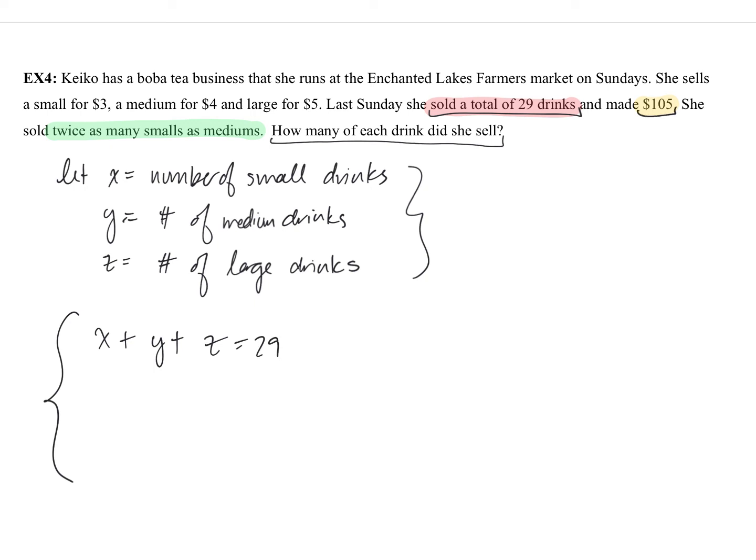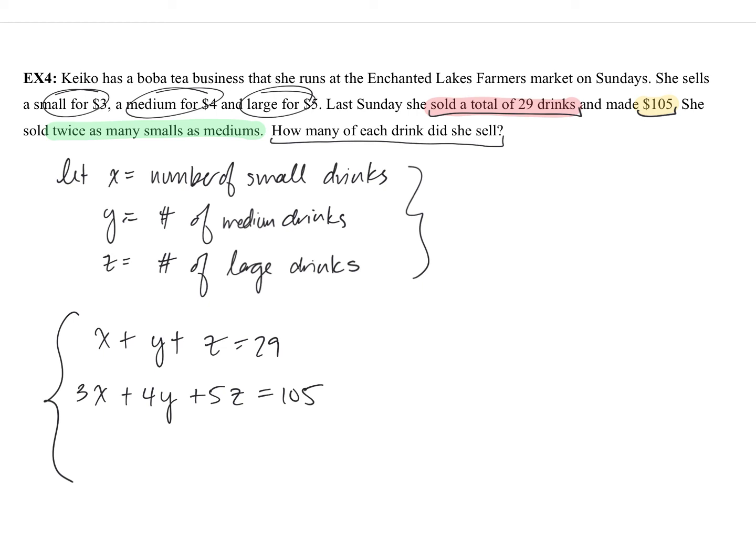Next, we know the dollar amount. The total amount of money she made was $105. So, if she sells a small for $3, a medium for $4, and a large for $5, the total of all of those should equal 105. So 3 times the number of smalls she sells plus 4 times the number of mediums plus 5 times the number of larges should end up equaling 105.